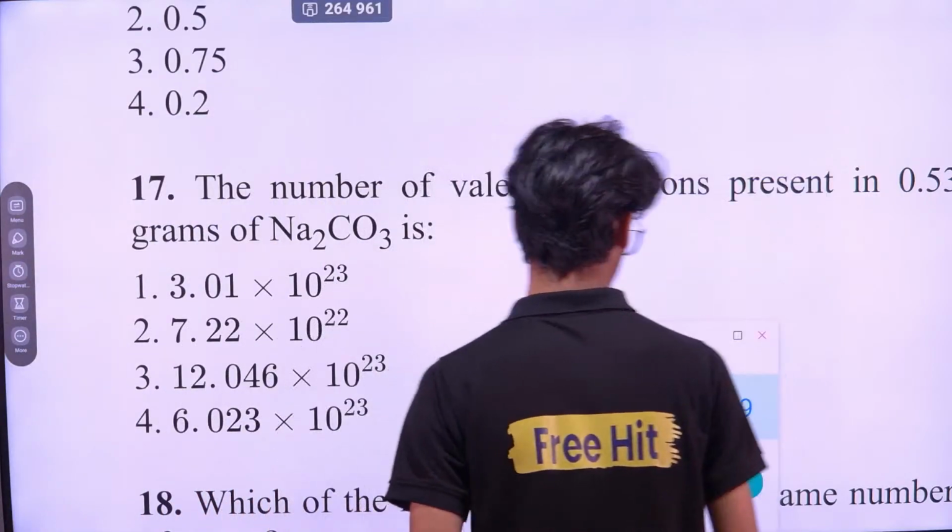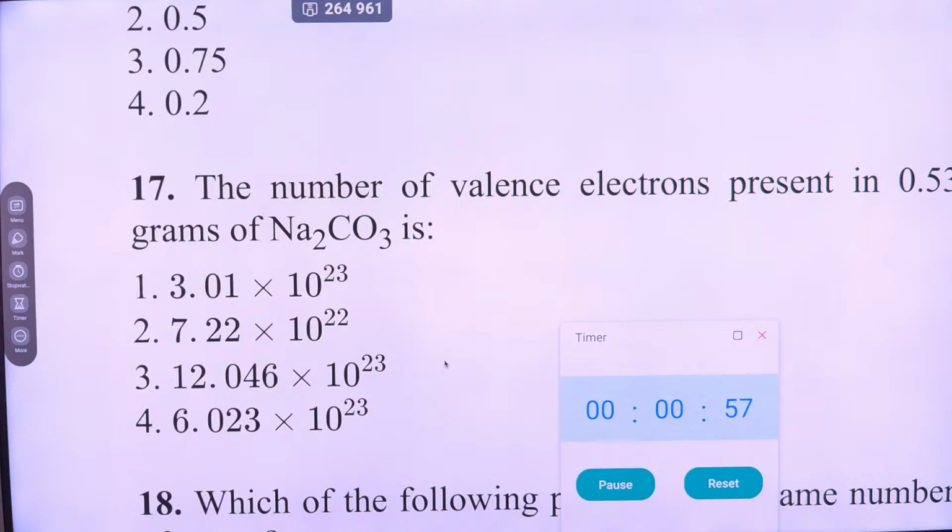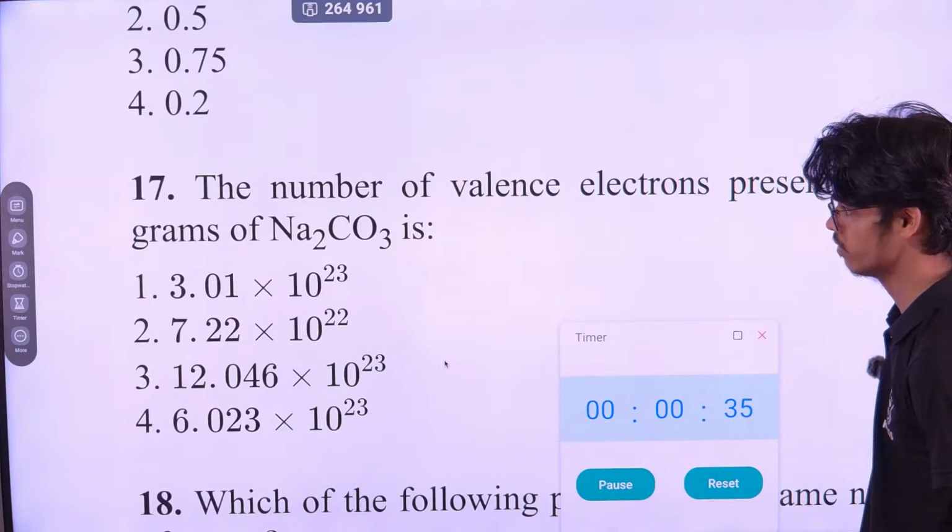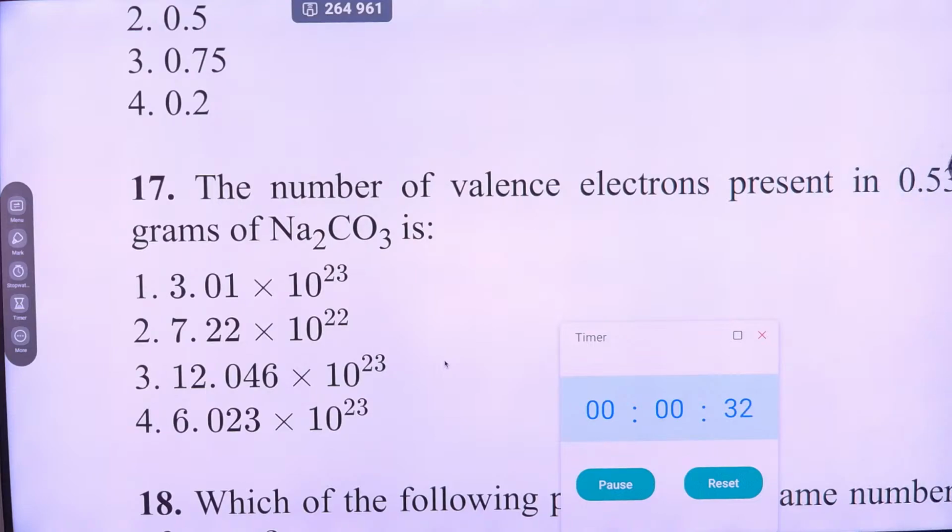Okay, try to do this question. Try to write the question number also. The number of valence electrons present in 0.53 grams of this. So it's a molecule. It has sodium, carbon and oxygen, and every one of them has a different number of valence shell electrons. So you have to add the total number of valence shell electrons in the whole compound, and then you can get it.